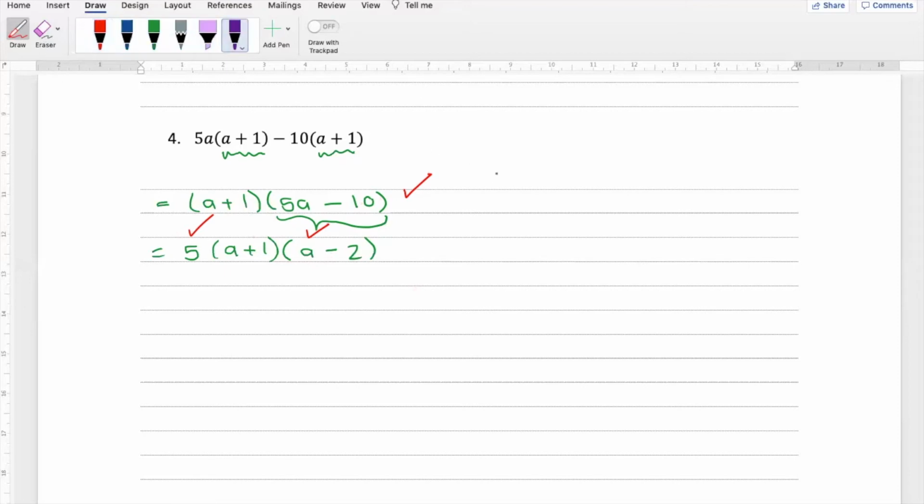I'm just going to do it one more time in the hopes that it'll make it a bit clearer. All right. So just like before, we're going to take out the bracket that's common, so that's (a + 1). And then I'm left with another bracket with 5a minus 10. But now if I look very carefully here, I can see that there's a highest common factor between those two numbers, which means this isn't factorized as far as it could be.